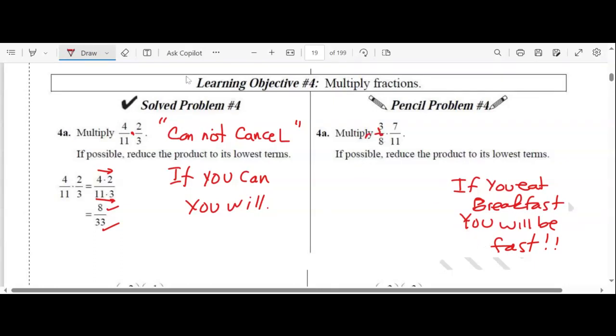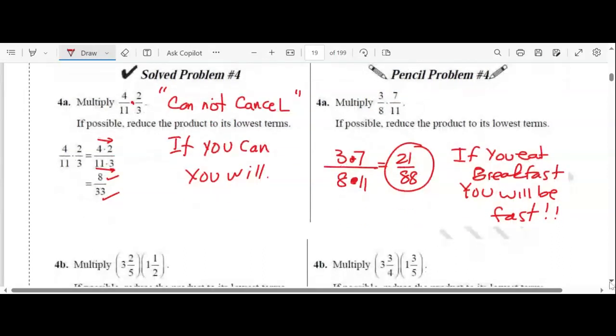Now, can I cancel anything here? The answer is no, I cannot cancel anything. So therefore, 3 times 7, how much? And 8 times 11? That's your final answer, because I cannot cancel anything, right? Clear? If you understand, raise your hand. If you are happy, raise your hand. Not happy?